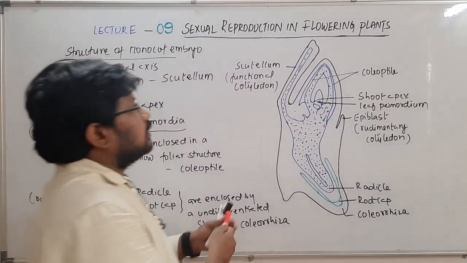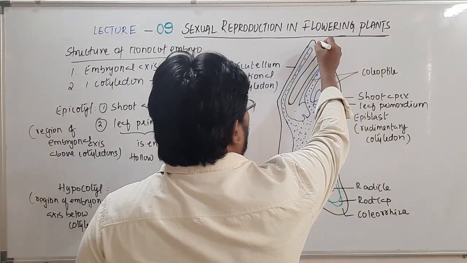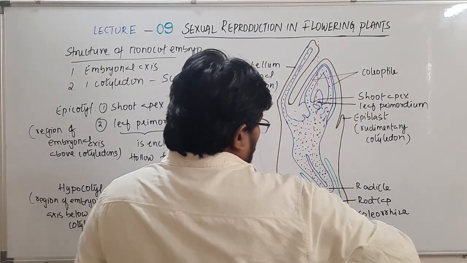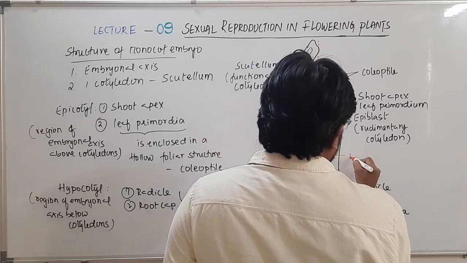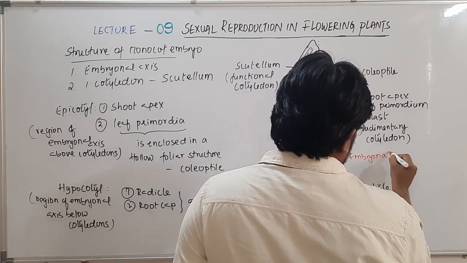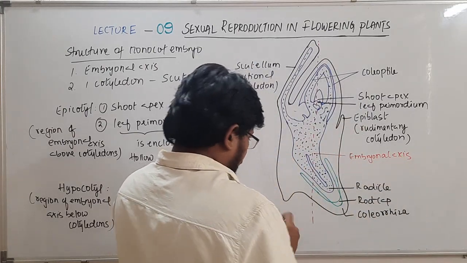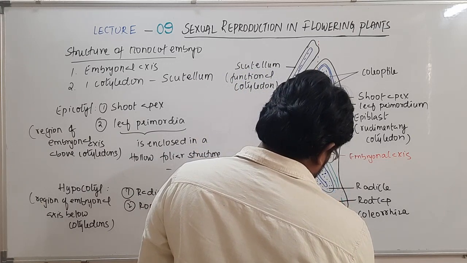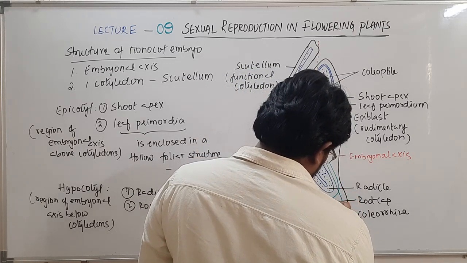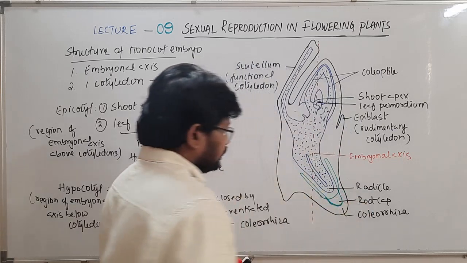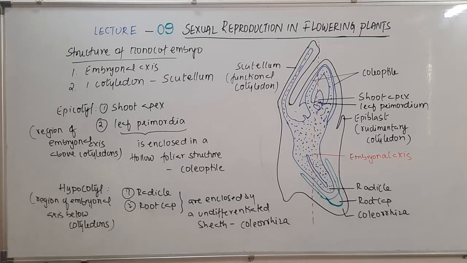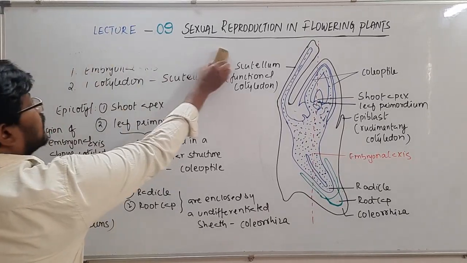Right, so I'll draw here the embryonal axis. This I'll take as the embryonal axis. Okay, fine. So this is how we see the structure of the monocot embryo. So that's about the monocot and dicot embryo.